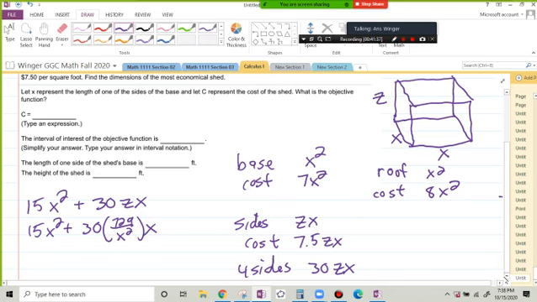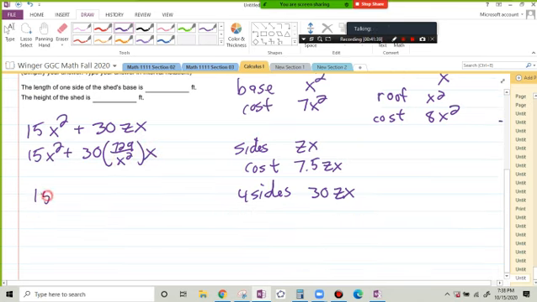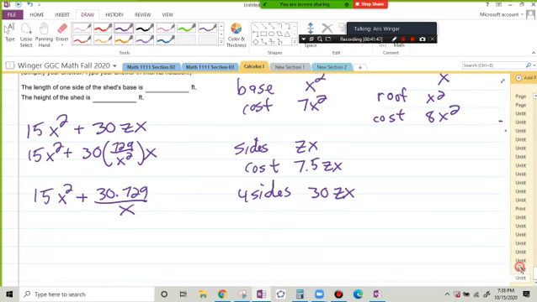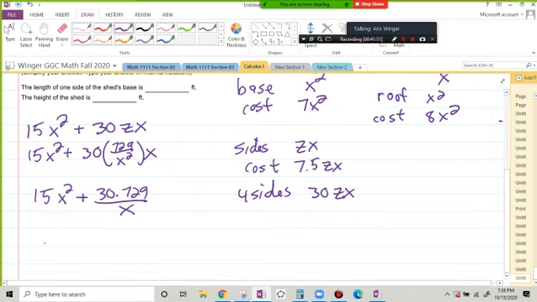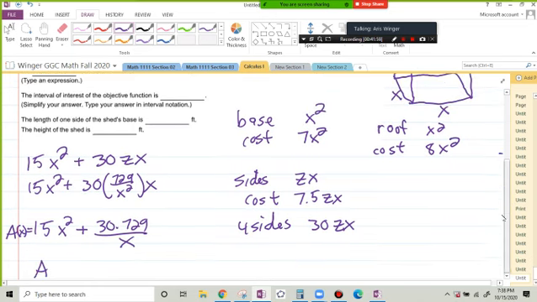Times x. And then we get to the work of what we just did before. 30 times 729 over x. And then we do what we just did in the previous problem, right, and practice that out. So then we'll take the derivative, set it equal to 0, and solve and figure that out. I will leave that to you to figure out. They're calling it C.